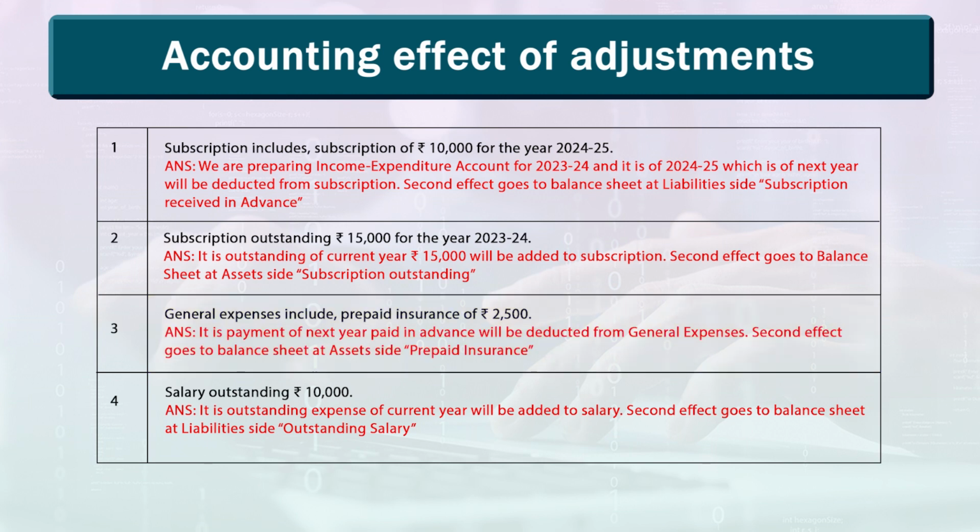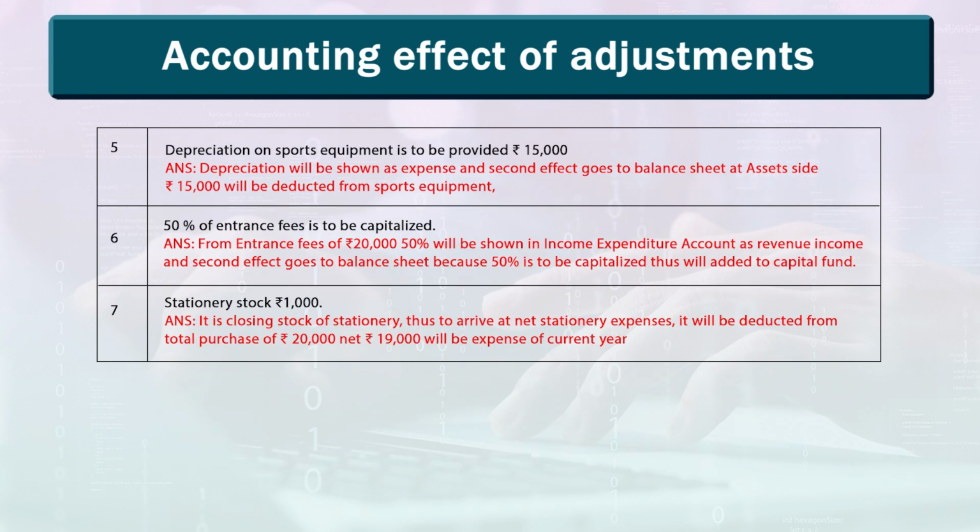Fourth adjustment is salary outstanding of rupees 10,000. It is outstanding expense of current year and will be added to salary. Second effect goes to balance sheet at liability side, outstanding salary. The fifth adjustment is depreciation on sports equipment to be provided at rupees 15,000. Depreciation will be shown as expense and second effect goes to balance sheet at asset side. Rupees 15,000 will be deducted from sports equipment.